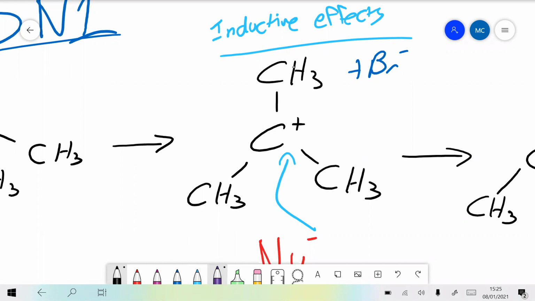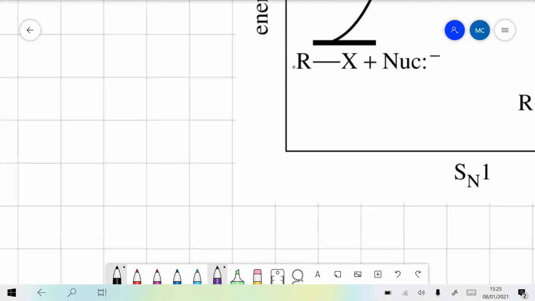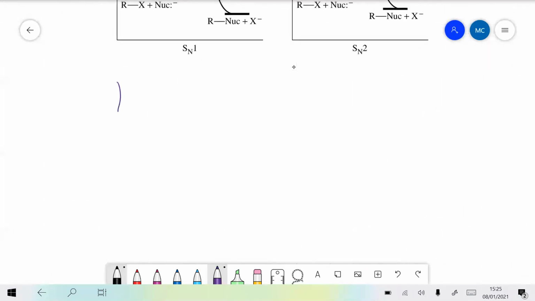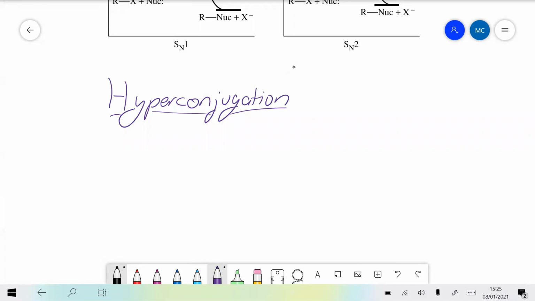This is not the inductive effect. I know that at A level you were told it is the inductive effect, but it is not the inductive effect. In fact, it's called hyperconjugation. And we're going to spend the last 20 minutes before we have any questions speaking about hyperconjugation.